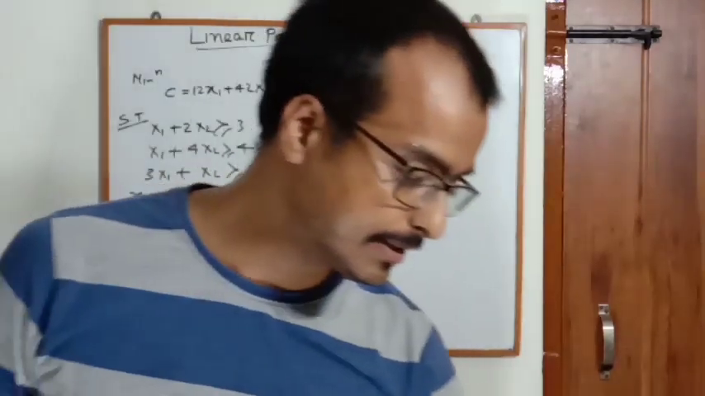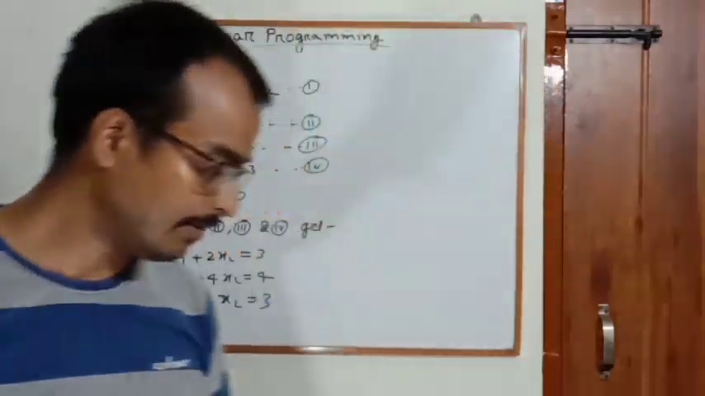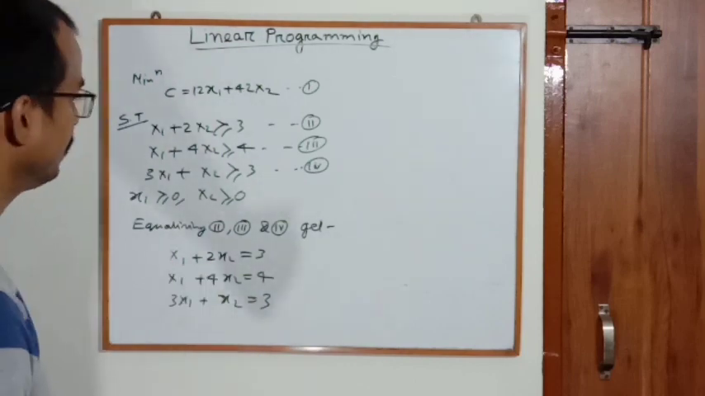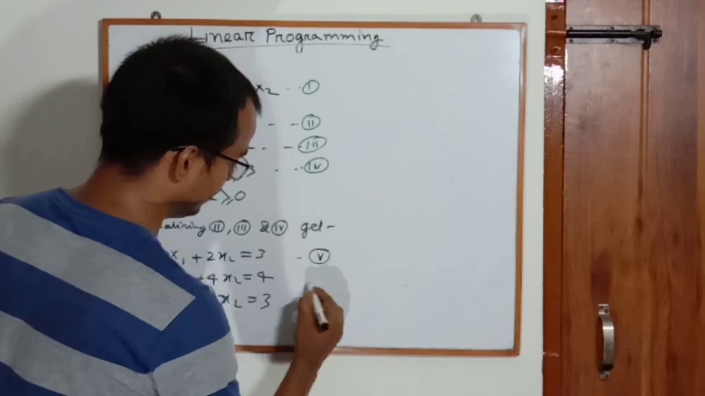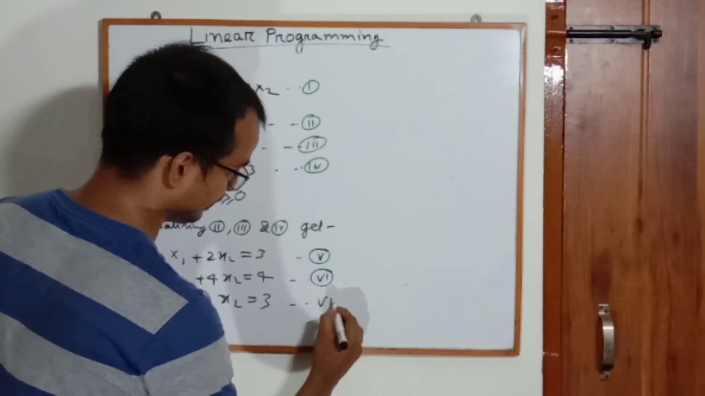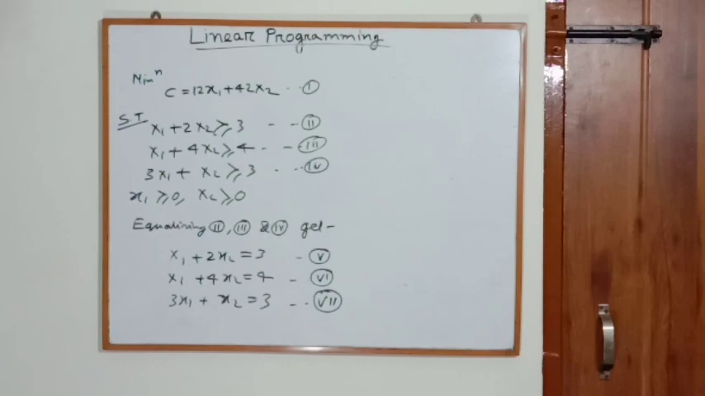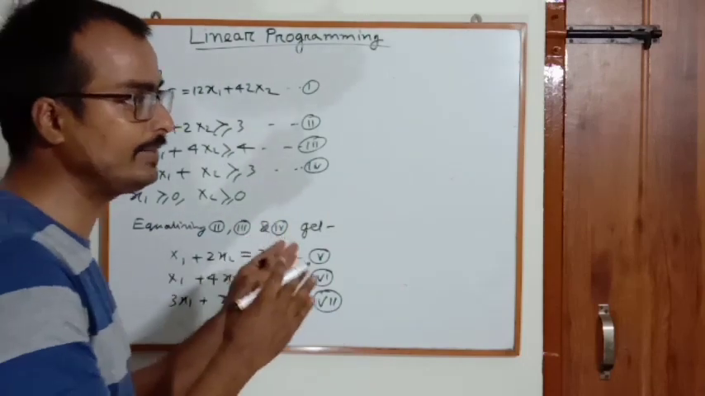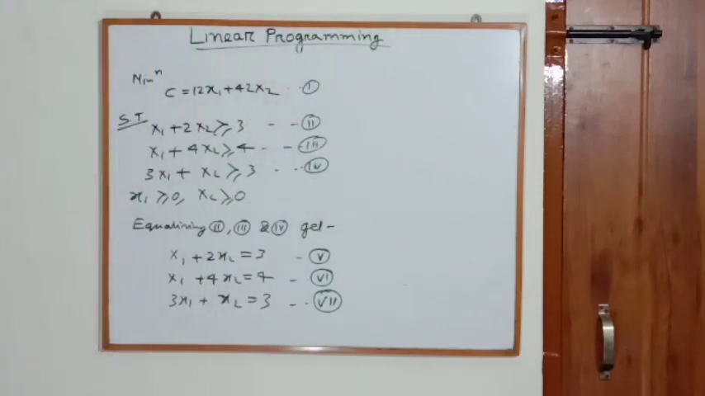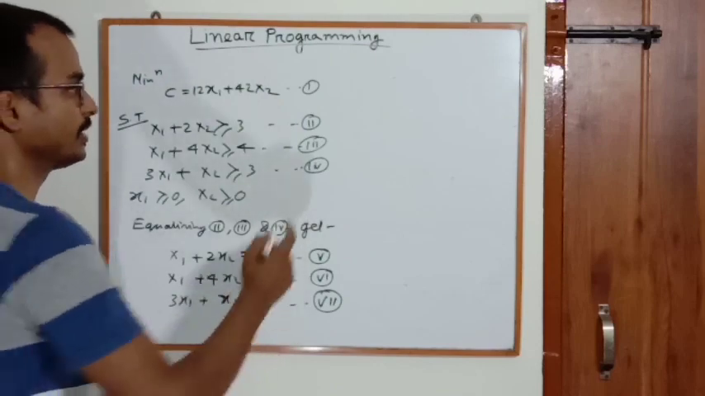Now what will be our next task? We have seen in our last example, we have to go from here to the graphic solution. So before going to the graphic solution, as I just said, these are equation 5, 6, and equation 7. For the graphic solution you need the values of x1 and x2, so better you find out the values of x1 and x2 for each of the equations.